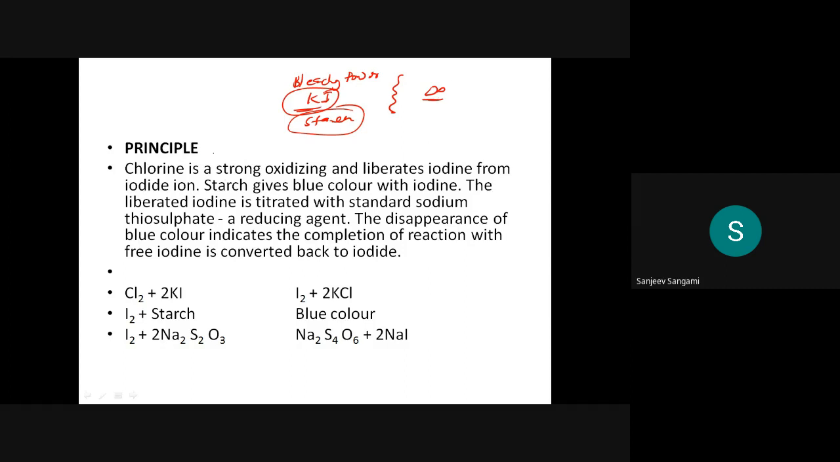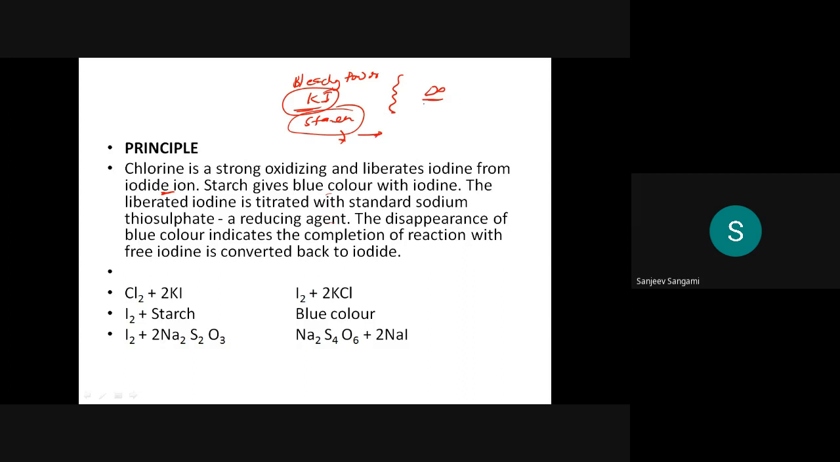Then what is the principle? The chlorine, which is a strong oxidizing agent, liberates iodine from the iodide ion. Once you add the potassium iodide, it is going to release iodine from the iodide ion. Then we also add starch, which acts as an indicator. The starch gives a blue color with iodine. The liberated iodine is titrated with sodium thiosulfate.